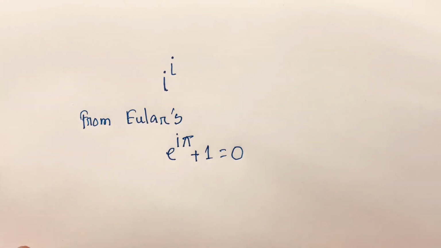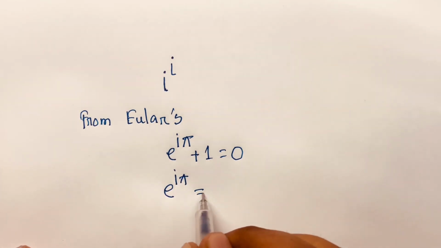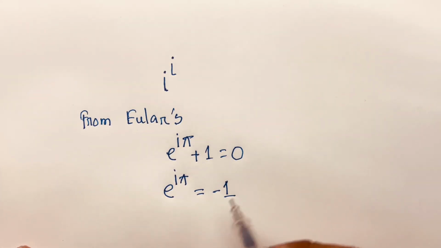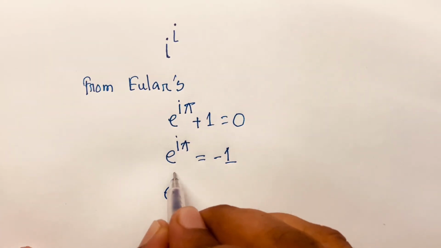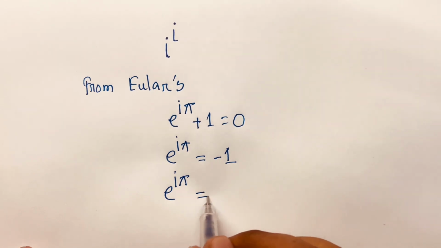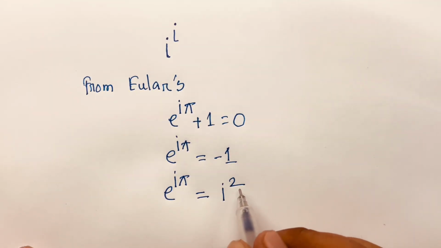Then I can say e to the power i pi is equal to minus 1. Then this equation becomes e to the power i pi is equal to minus 1. It will be i squared. We know that i squared is equal to minus 1.